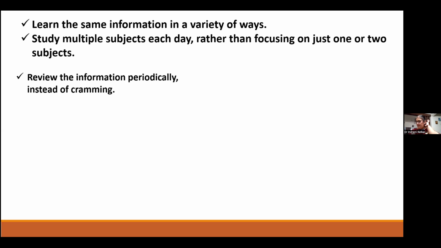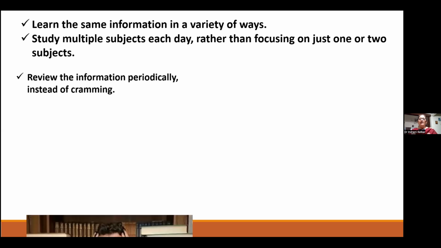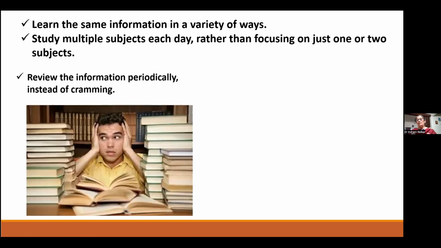I remember the forgetting curve. First 24 hours, then 10 days, then 30 days, 60 days, and 365 days. If you do the revision regularly, it will be easier. So don't do cramming in the last minute. Studying everything at once is the one which gives you a lot of pressure.